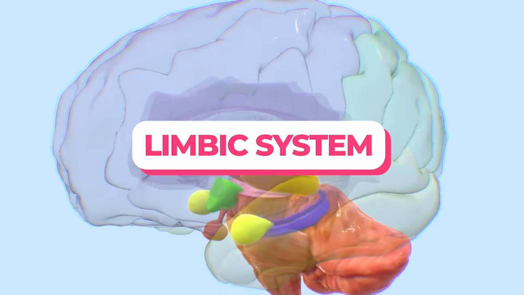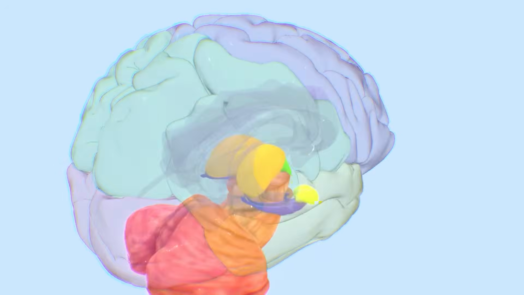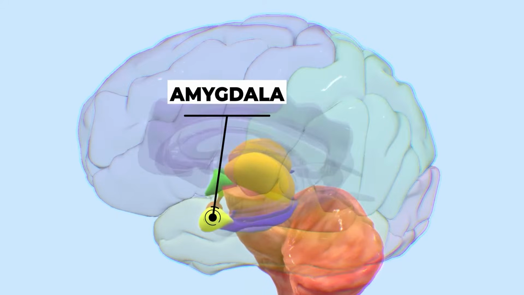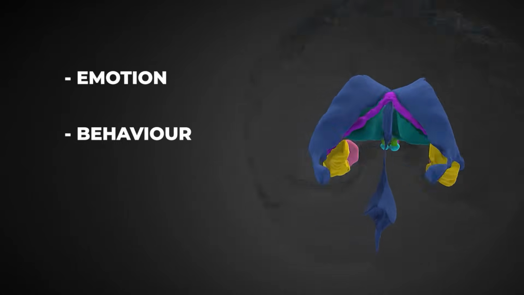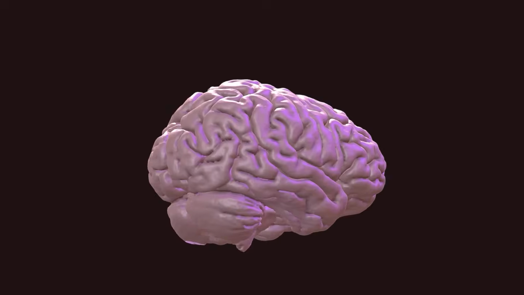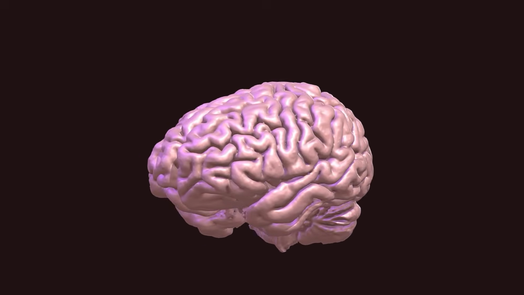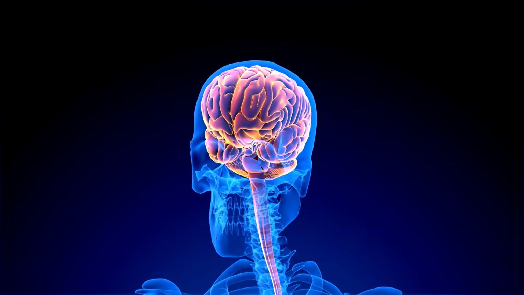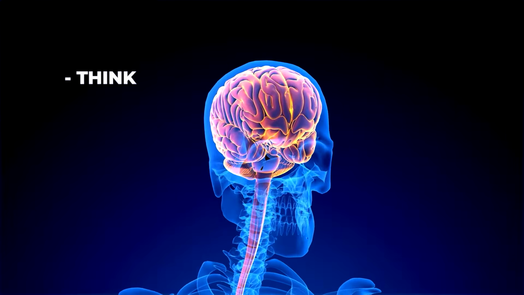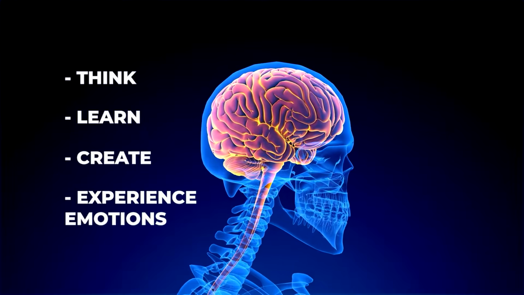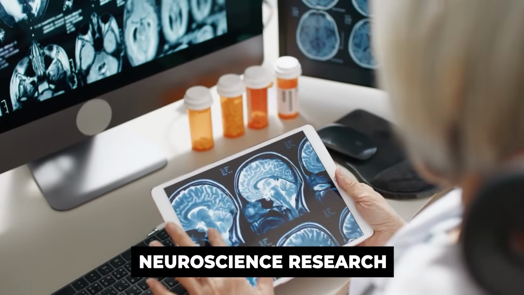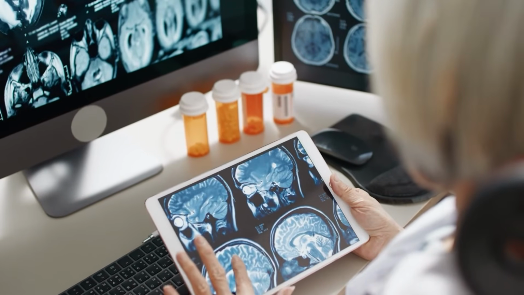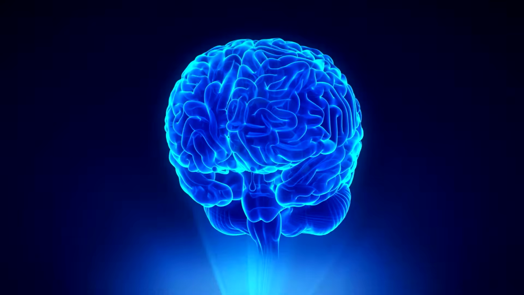Limbic system. Also nested within the cerebrum, this system comprises the amygdala, hippocampus, and other structures vital for emotion, behavior, and long-term memory. The cerebrum, with its intricate structures and networks, is central to human consciousness, enabling us to think, learn, create, and experience emotions. It remains a focal point in neuroscience research as we strive to unravel the mysteries of human cognition and behavior.